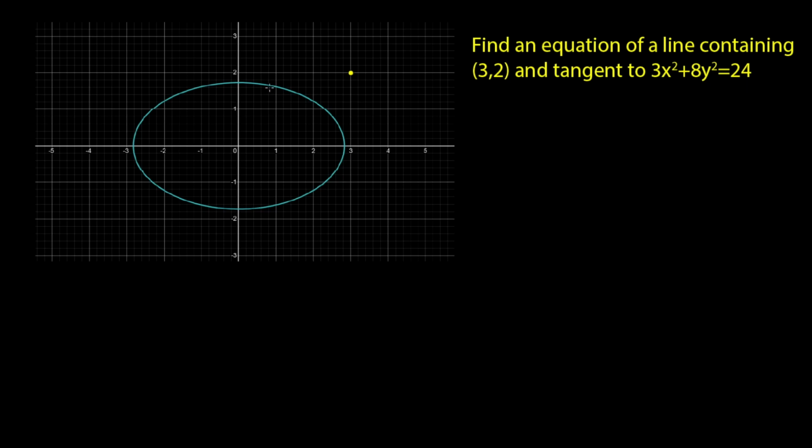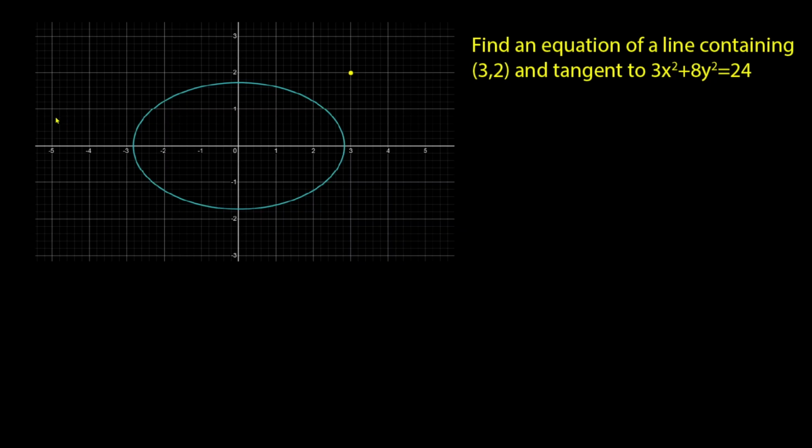This video will deal with finding tangent lines to an ellipse, which is a lot like finding tangent lines to a parabola. It's just a different shape for the conic. So first thing, find an equation of a line containing (3, 2) and tangent to 3x squared plus 8y squared equals 24. That is the ellipse right here.